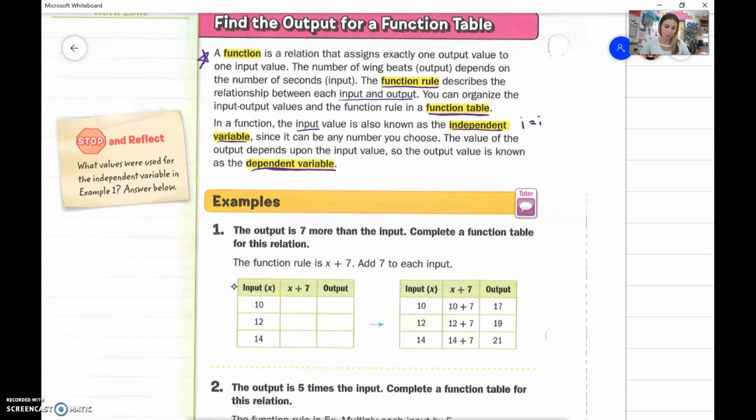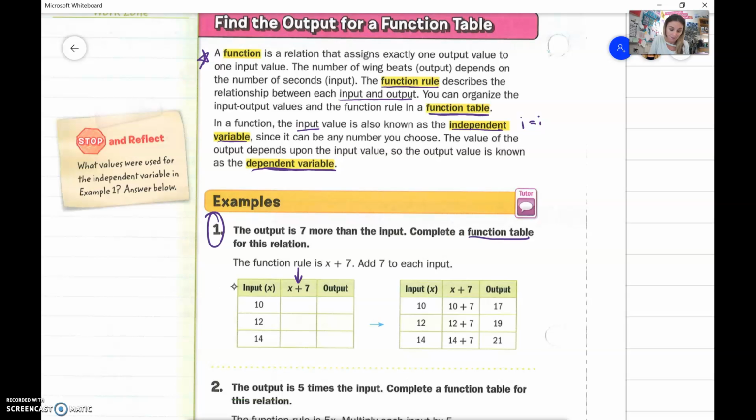So here it is. Take a look at number 1. This example, it says the output is 7 more than the input. Complete the function table. Again, that's how you organize it for the relationship. We have seen charts and tables like this. You have seen them. It is not anything new. They are just called function tables. We are trying to figure out the rule. Okay? They actually are telling us what the rule is.